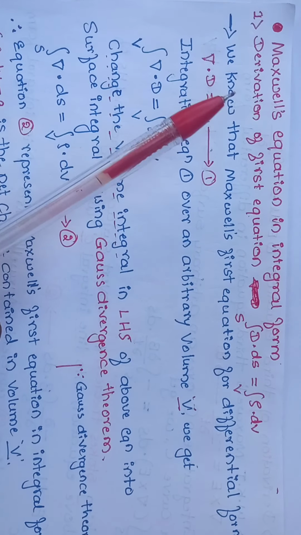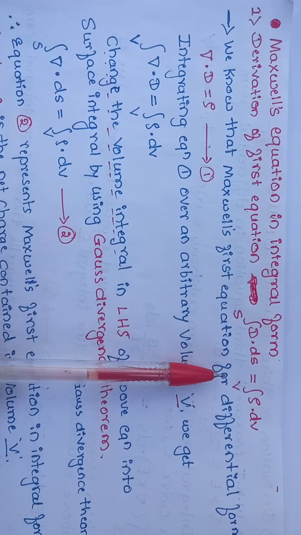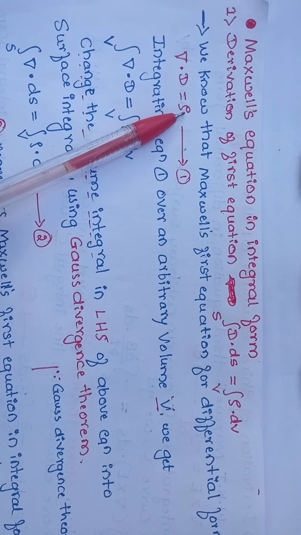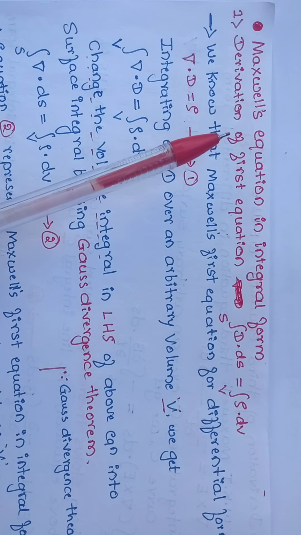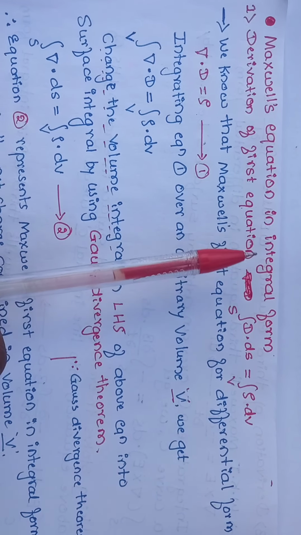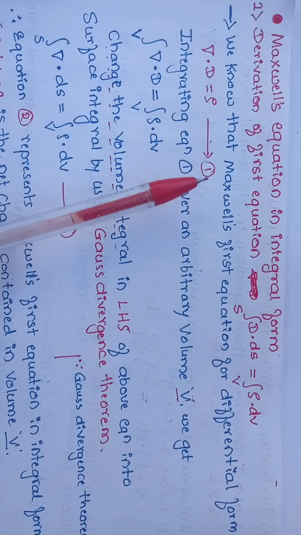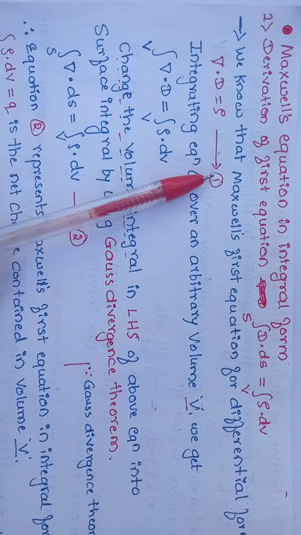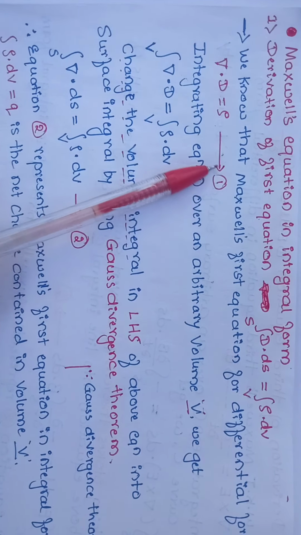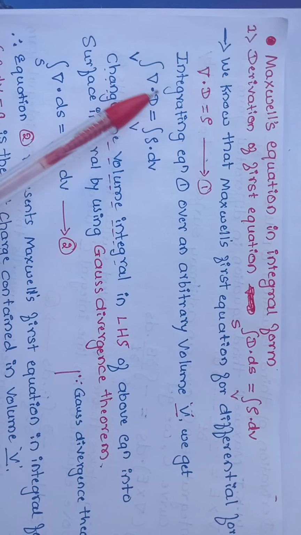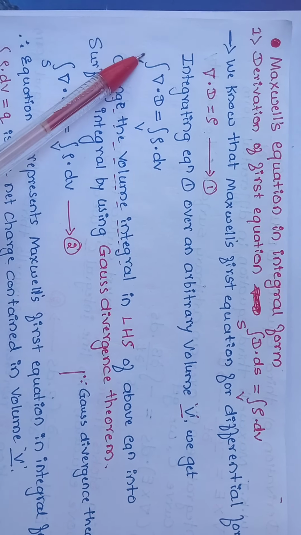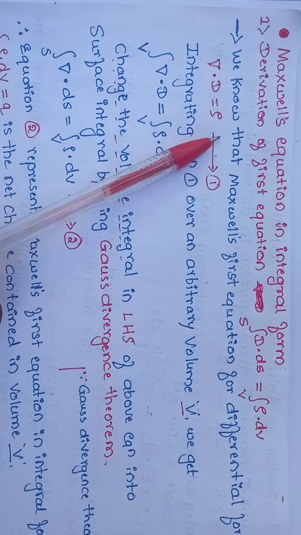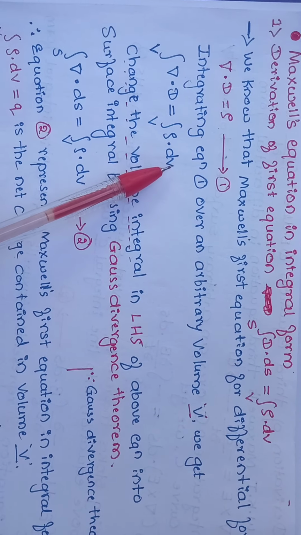We have to know Maxwell's first equation in differential form, which is del dot D equals rho. This integral form can be derived by using the differential form of the equations. The first Maxwell equation in differential form is del dot D equal to rho. Call that equation number 1. Now integrate equation 1 over an arbitrary volume v. Therefore, the volume integral of del dot D is equal to the volume integral of rho dV.